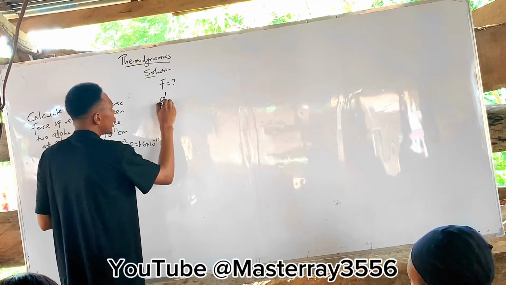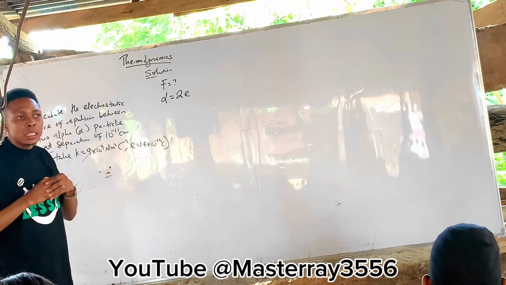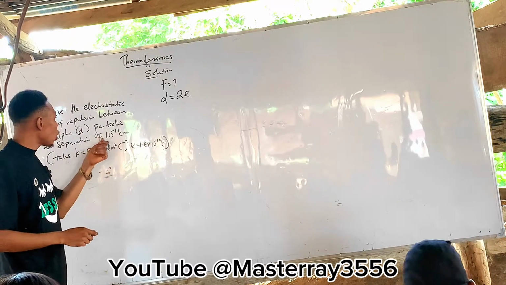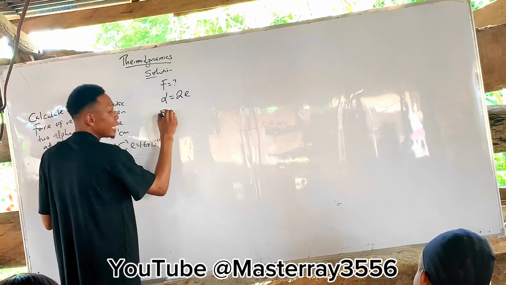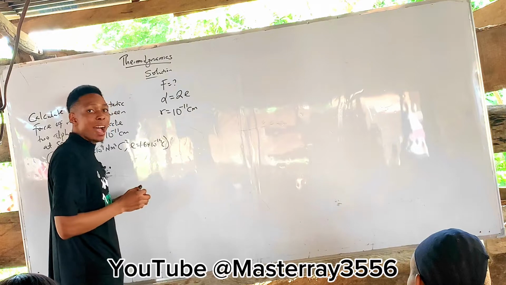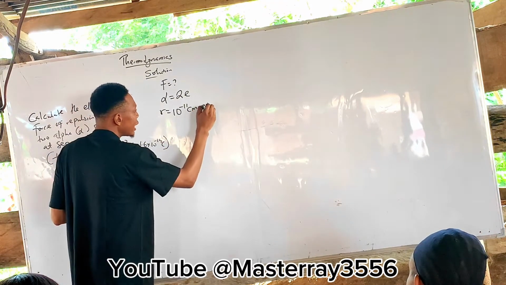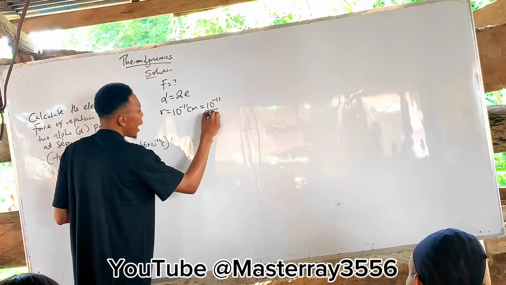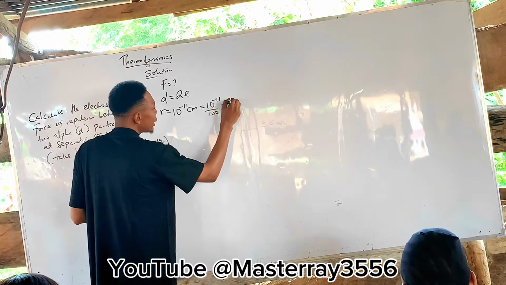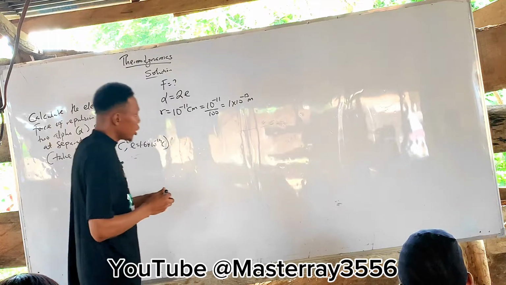Alpha is twice electron. And in the question, we're given our R, which is our distance, to be 10 to power minus 11 centimeter. What do you do? You convert to meter by dividing by 100. So this is taken as 10 to power minus 11 divided by 100. So we have 1 times 10 raised to power minus 13 meter. Is it not? Yes. All right.